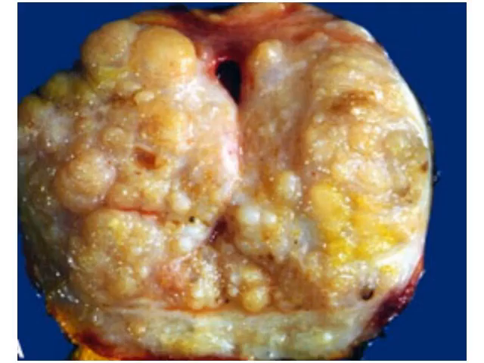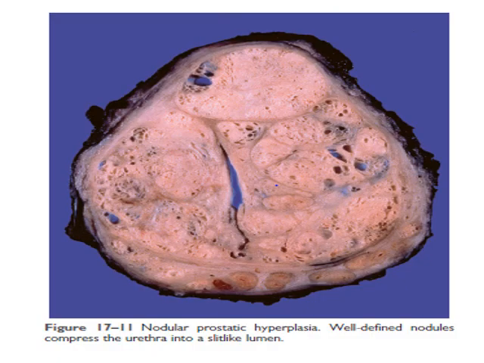This is the gross image of the prostatic gland in BPH. Here you can see on external examination the gland is enlarged. It is grey yellow in color and the surface is nodular. This is the cut section of the gland. Here again you can see the gland is enlarged in size, and there are well-defined nodules, and in the center we can see the urethra, which is compressed into a slit-like lumen. The cut section is grey tan in color.